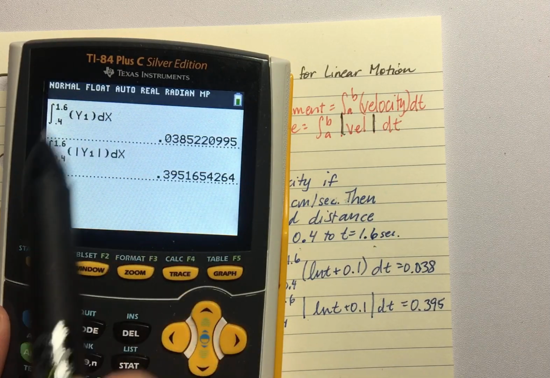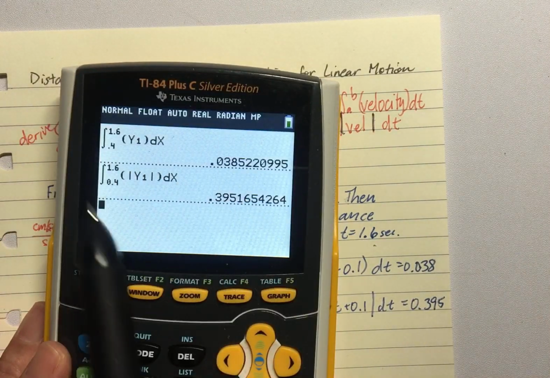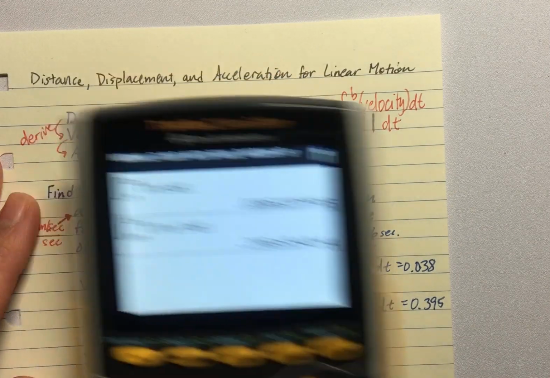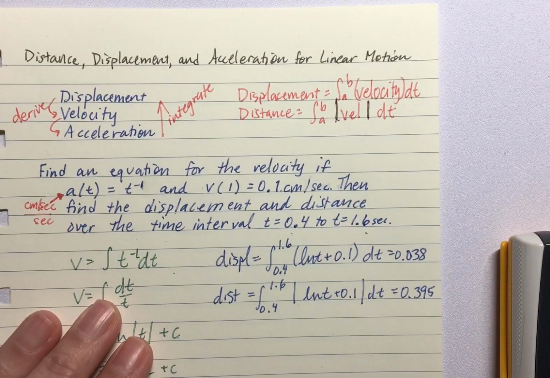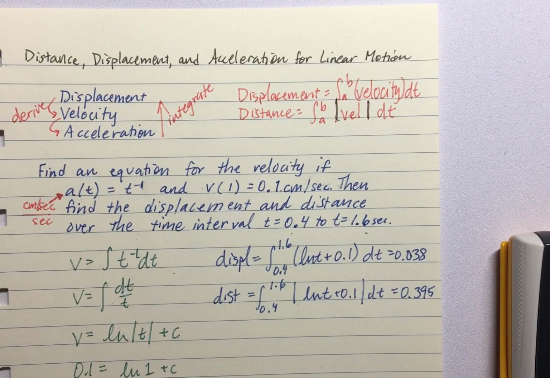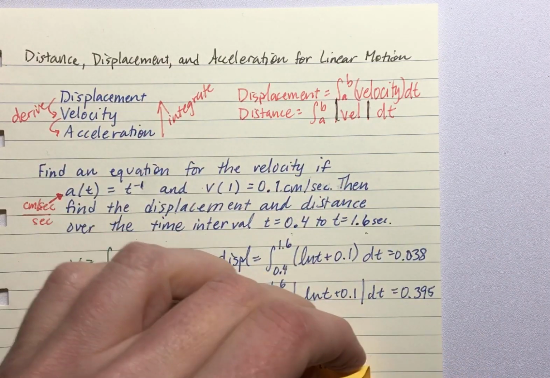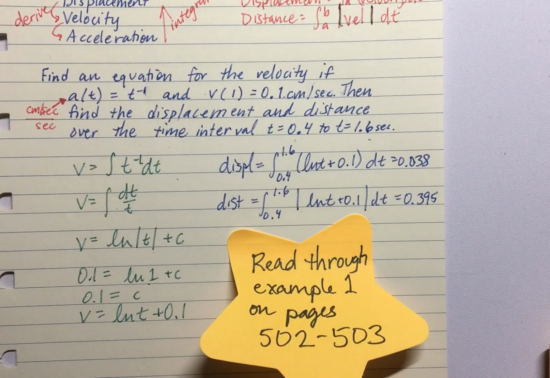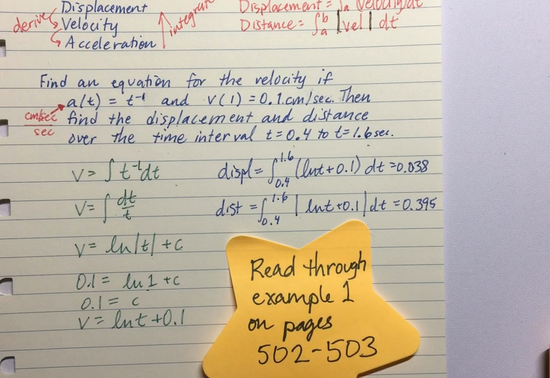So you're going to be using your calculator a lot on the assignment. This is definitely something you need to know how to do on your calculator. It makes life easier, especially when it's something like this, when we can't actually integrate it by hand, at least not with our current knowledge. So make sure that you have read through example 1 on pages 502 and 503. And then you also have this guy, and you'll be good to go on this portion of our assignment.